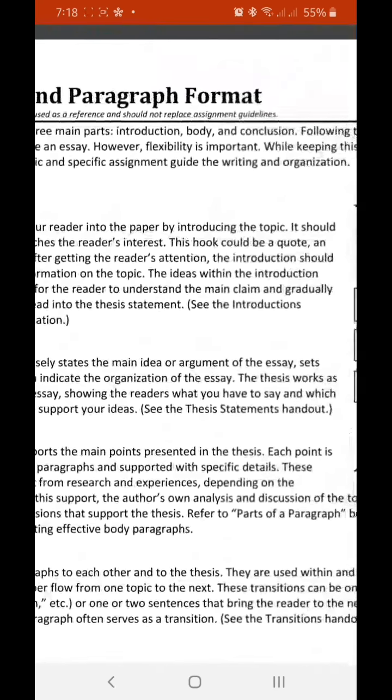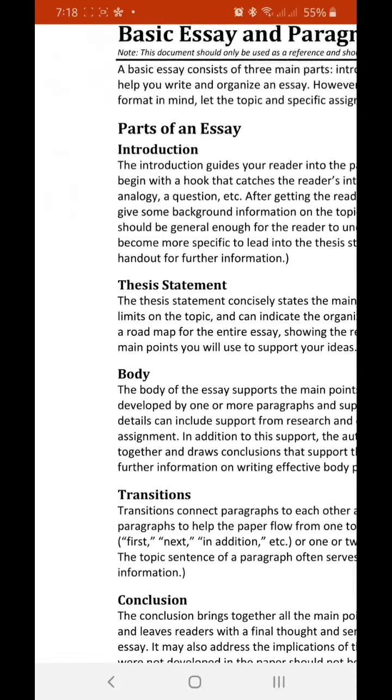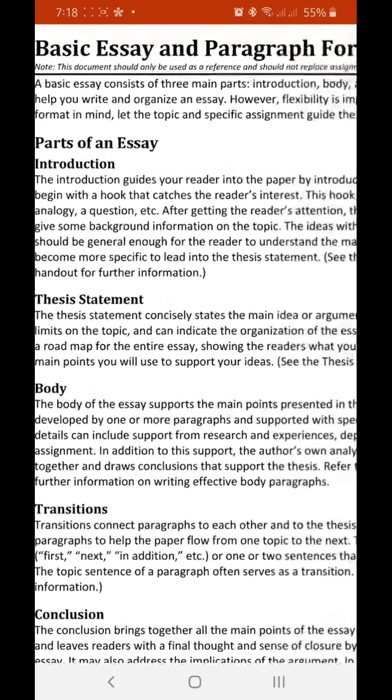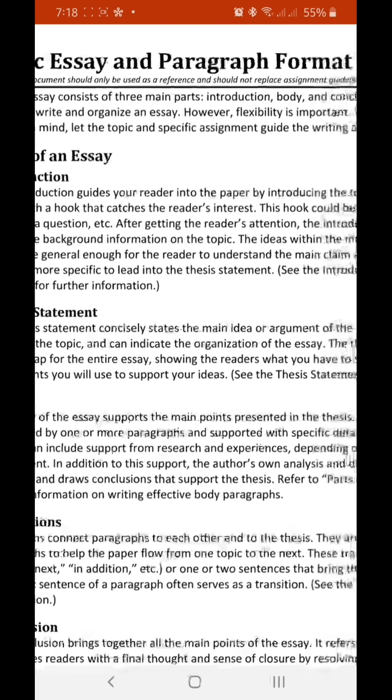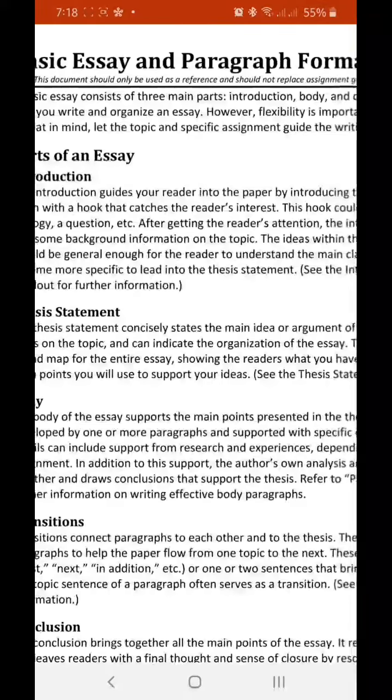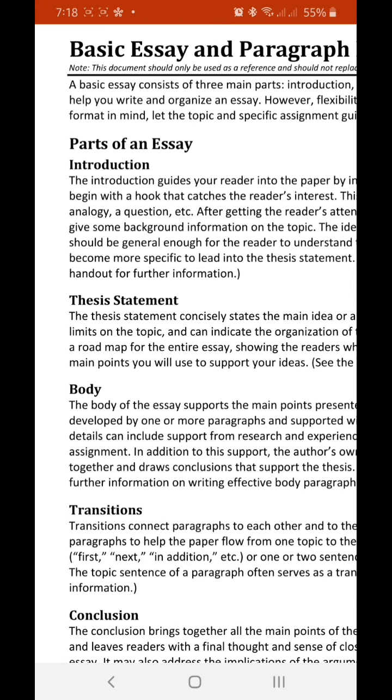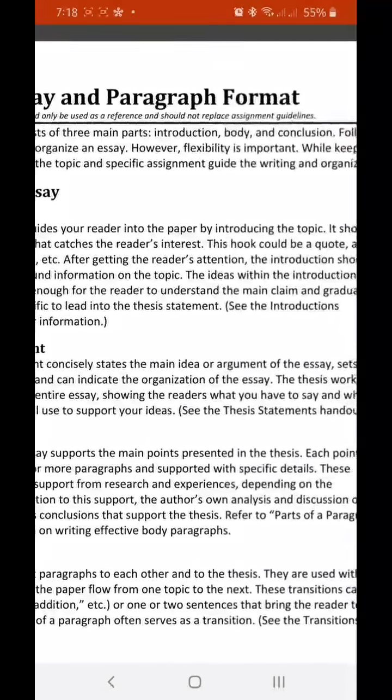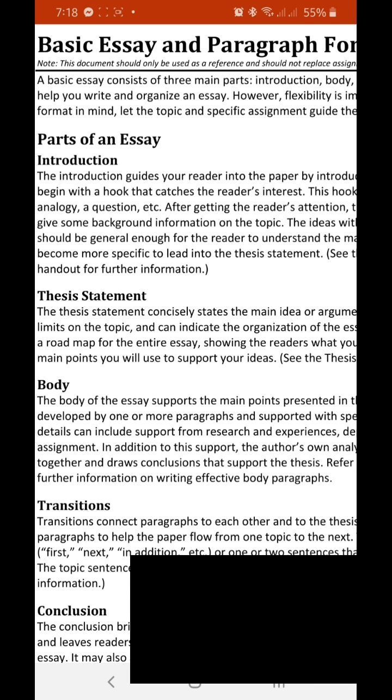And after getting the reader's attention, the introduction should give some background information of the topic. The ideas within the introduction should be general enough for the reader to understand the main claim and gradually become more specific to lead into the thesis statement.